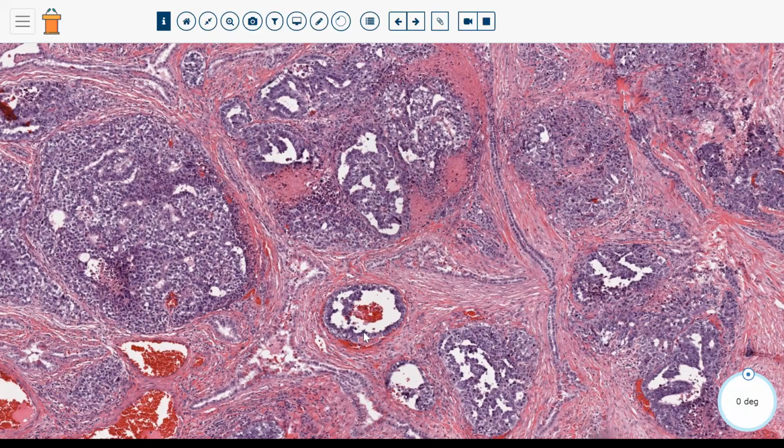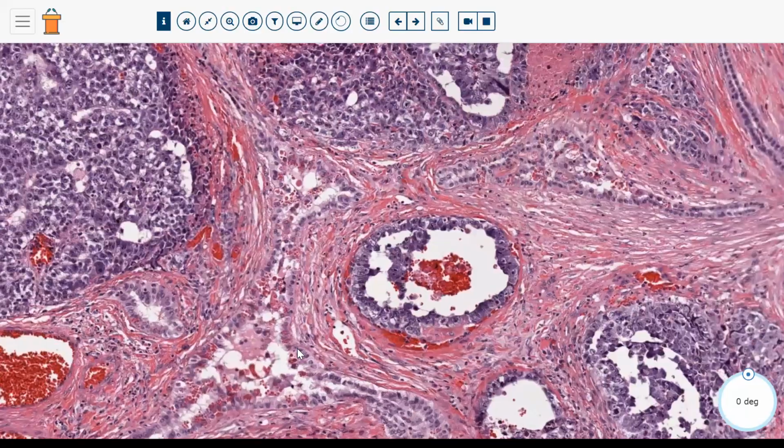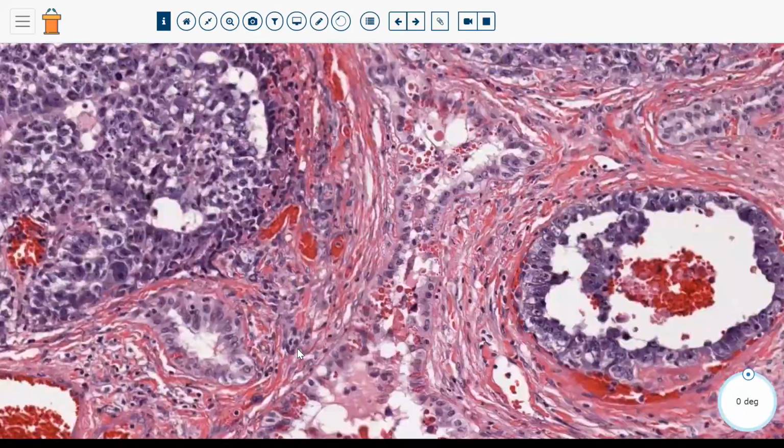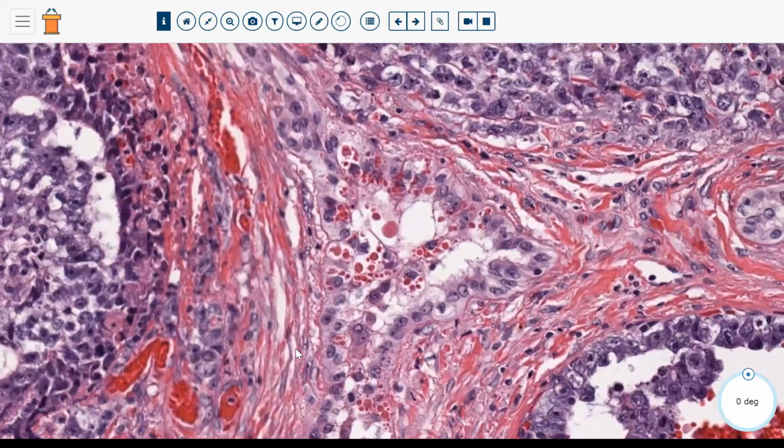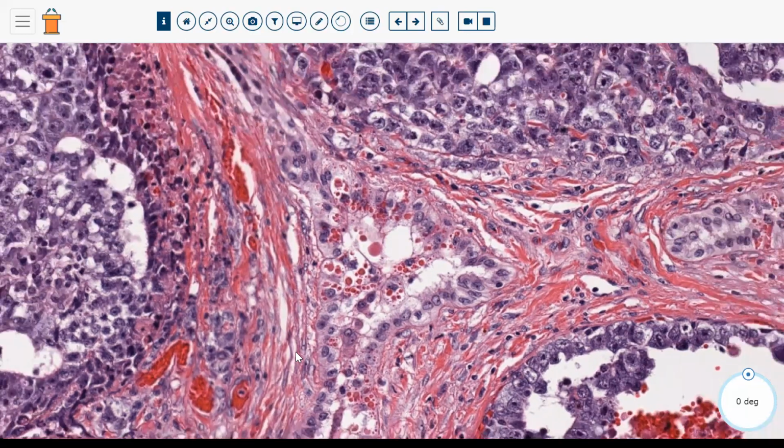Another finding that's interesting in this particular case is that if you look at the rete testis here, you can see there are some areas with hyaline globule formation, like right here, for example. And if you know that yolk sac tumor frequently has hyaline globules, you might think, is this actually a mixed germ cell tumor with a component of yolk sac tumor?